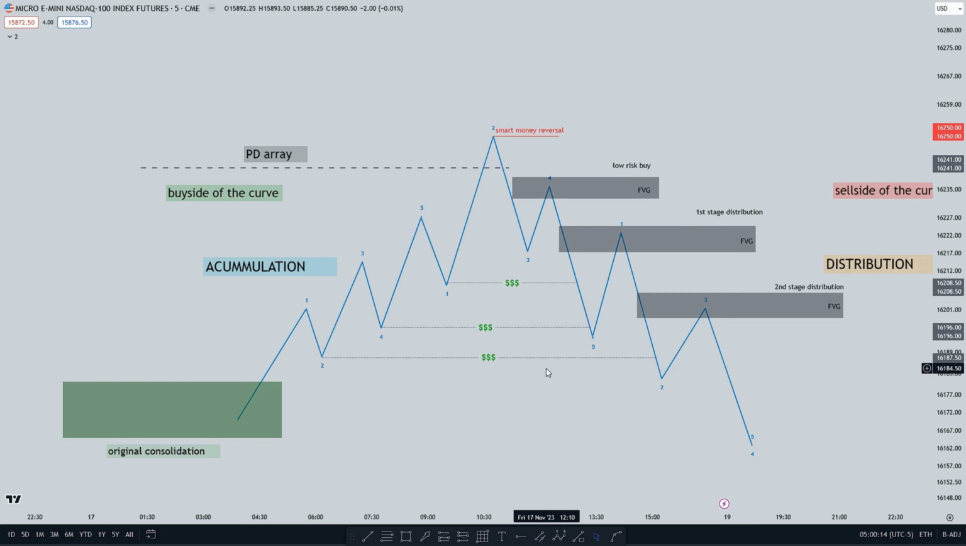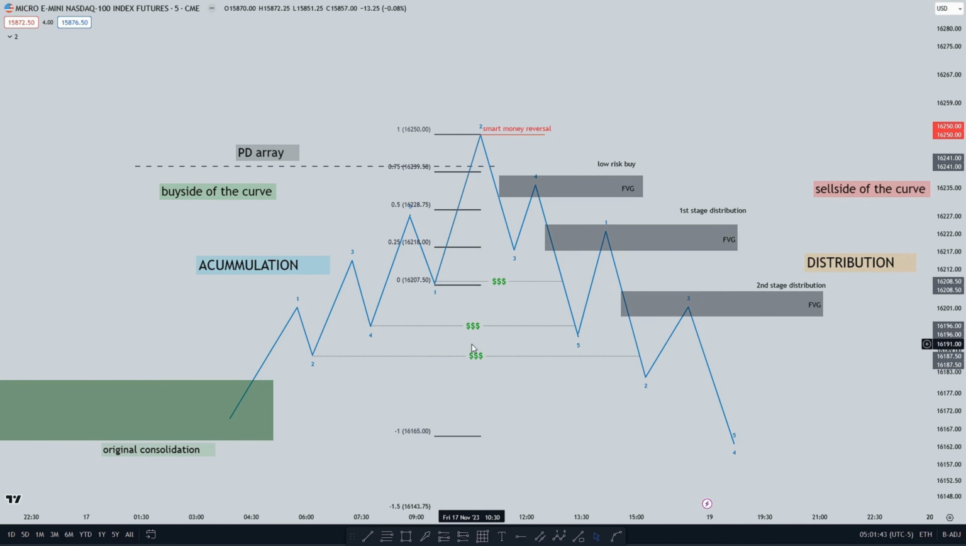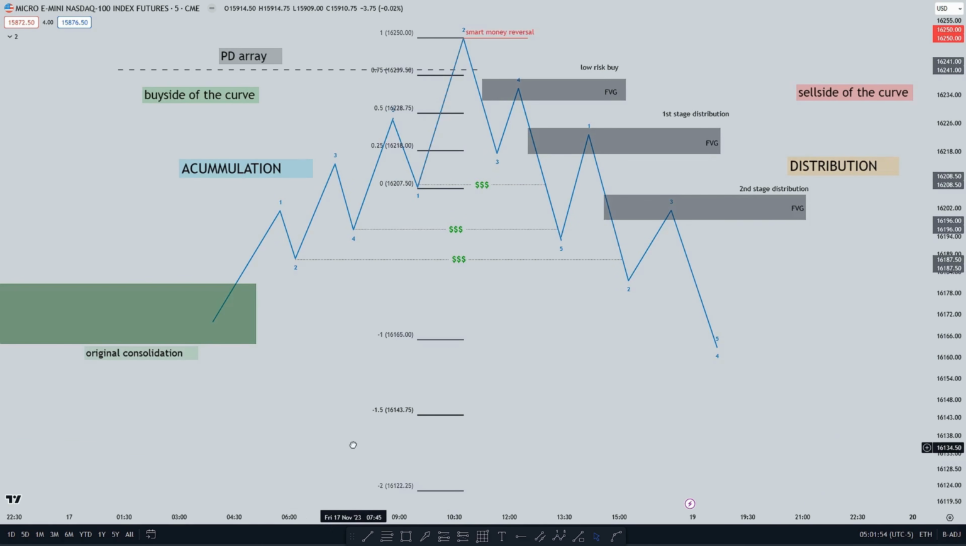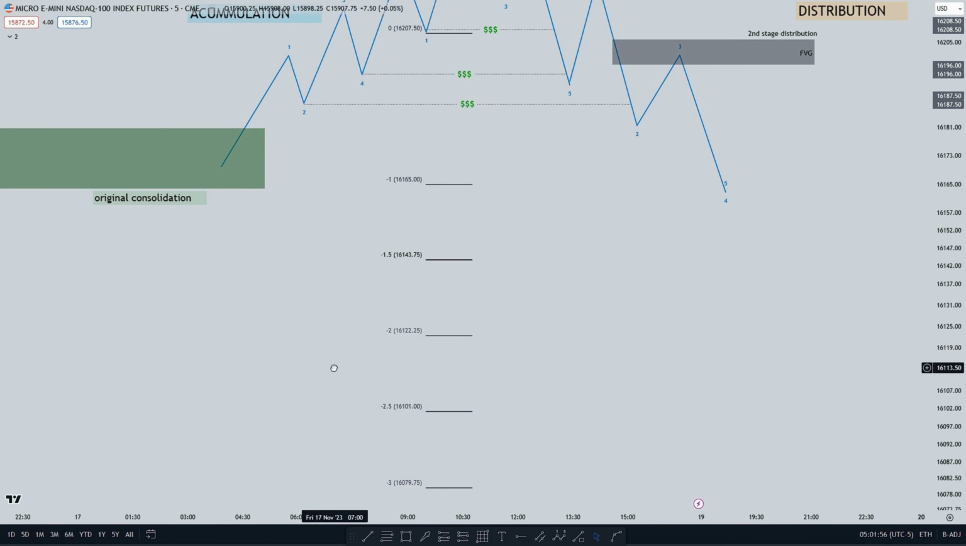You can also use standard deviations to anticipate where price should be going. And there's two different places that you want to use standard deviations on. The first place you want to use standard deviations is the move up to the smart money reversal. And these standard deviations should be aligning with the original consolidation at the -2 to -2.5 range.